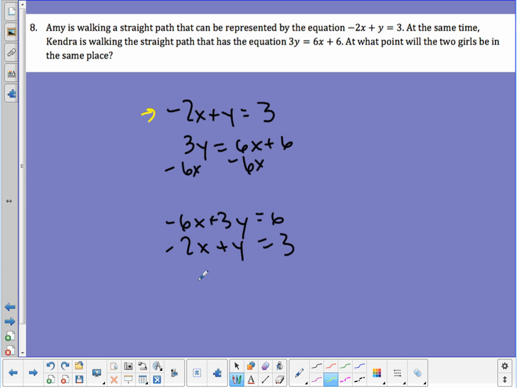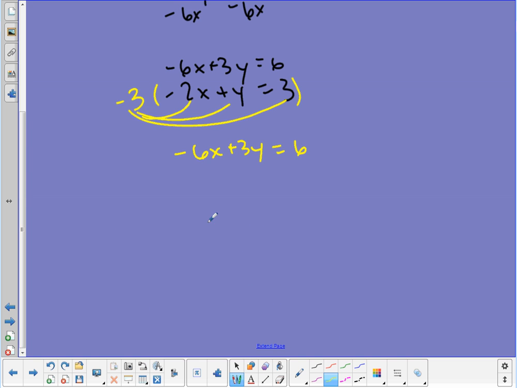So now the next thing is I need opposite coefficients. Now the negative 2 and negative 6 are not opposites, and the 3 and 1 are not opposites, but I can very easily multiply this bottom equation by negative 3, and that's going to give me a negative 3y, which will cancel my positive 3y. So if I do that, remember to go all the way across, even on the other side of the equal sign. My top equation is going to stay the same. Negative 6x plus 3y is equal to 6. And the bottom equation is now going to look like positive 6x minus 3y is equal to negative 9.